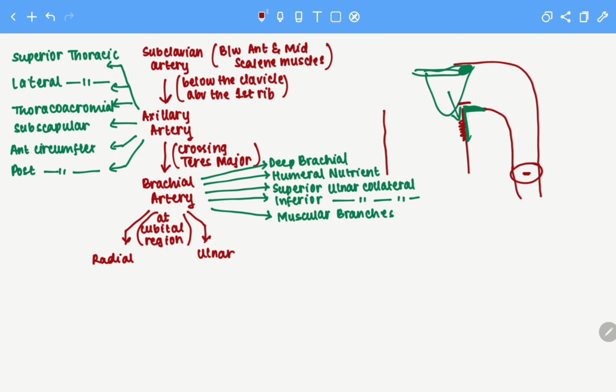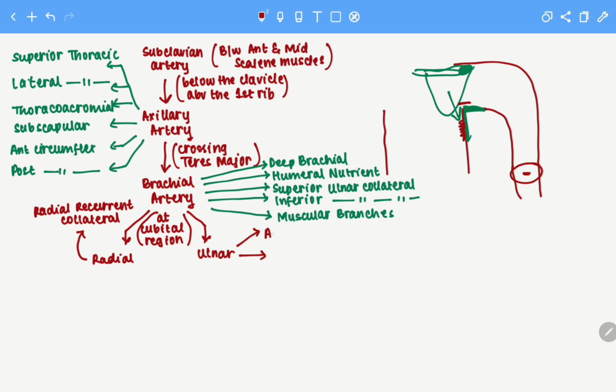Anterior part of the elbow region is called the cubital region. So the radial and the ulnar artery will give recurrent collateral branches. The radial artery, recurrent branches means they'll go on top. So the radial artery will give the radial recurrent collateral branch, and the ulnar artery will give 2 recurrent collateral branches.